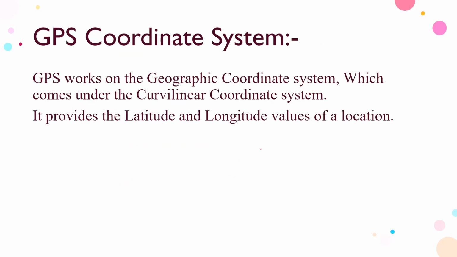Next comes the second important question: which type of coordinate system is used for GPS? Everybody has heard about GPS. I think that portion will be covered in your GNSS and remote sensing module. GPS works in the geographic coordinate system, which comes under the curvilinear coordinate system, and this type of coordinate system provides a latitude and longitude value of a location.